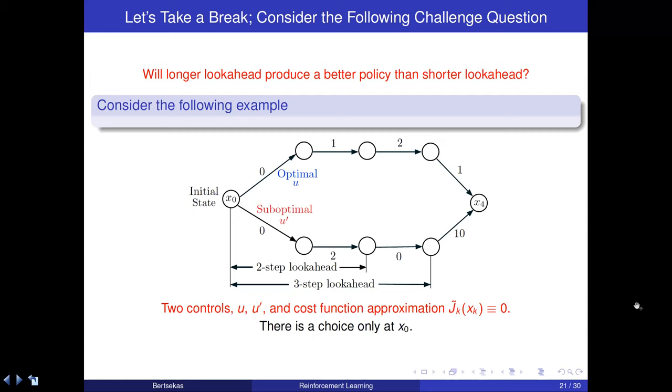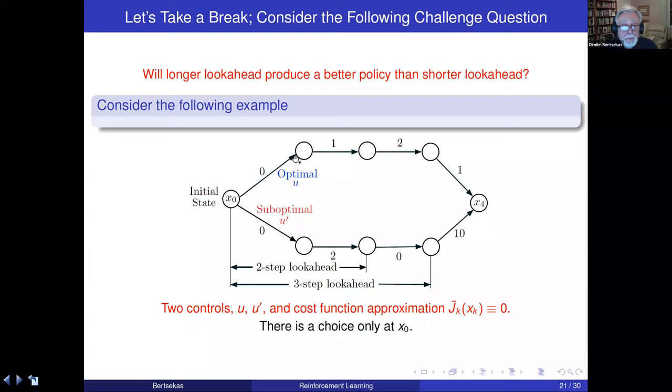It appears that the two-step look ahead is what's going to produce the optimal control in this case, as opposed to the three-step look ahead. If you look ahead two steps, you see that by taking the control U, you would incur a cost of one, since the J tilde is zero. If you look ahead under U prime, you would see that the cost is two. So you would choose U as your minimum control.